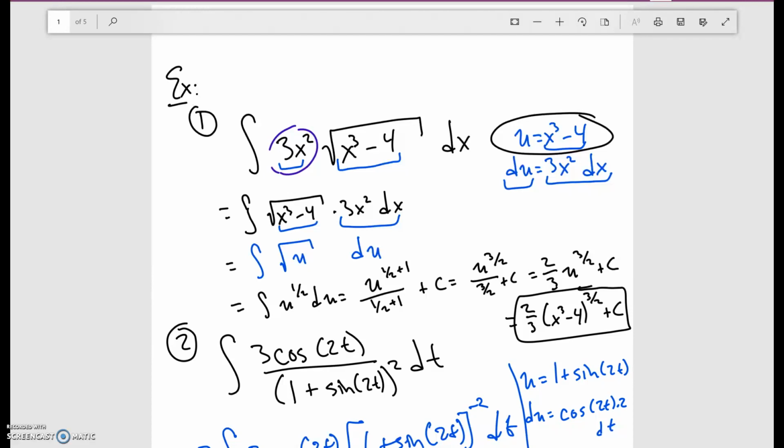So even if you mess it up, it's okay. If you see that taking the derivative of the function doesn't give you the other function, then you should swap them. Okay, that's basically what u-substitution is.